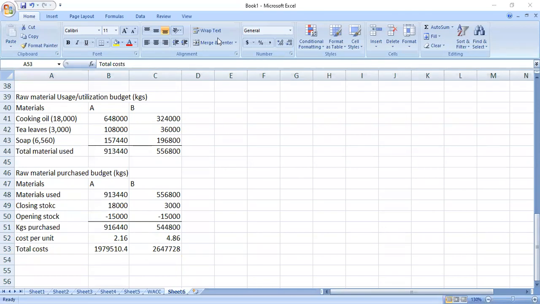Then cost per unit is good. Where, please? It is given in the question. If you check in the question, they said clearly that, I will just refer to the question and show you. Check the question. Cool, thanks. So guys, that's how we get the material purchase.